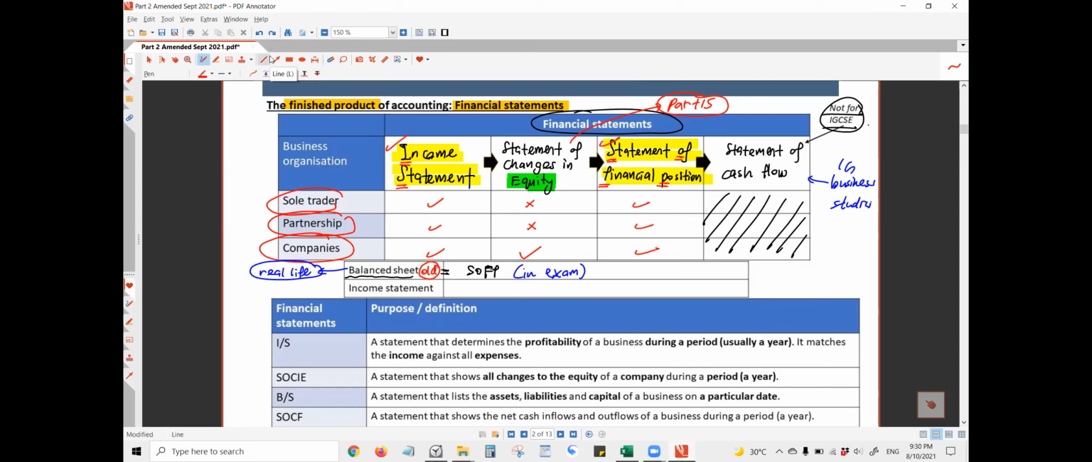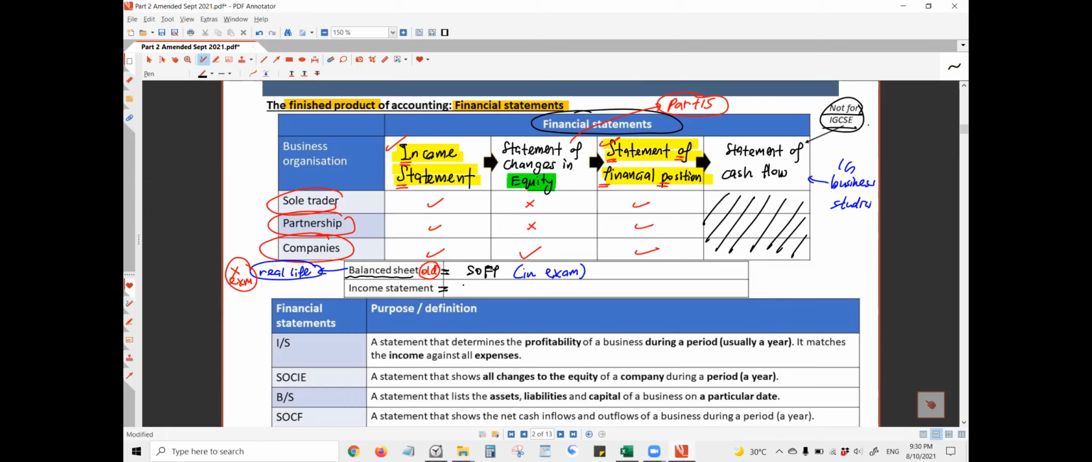So don't expect to see the term balance sheet in the exam. The term balance sheet will not appear in the exam, but I think it's important for you to know this term, even though you will not see it in the exam, because people in the real world use this term, balance sheet.